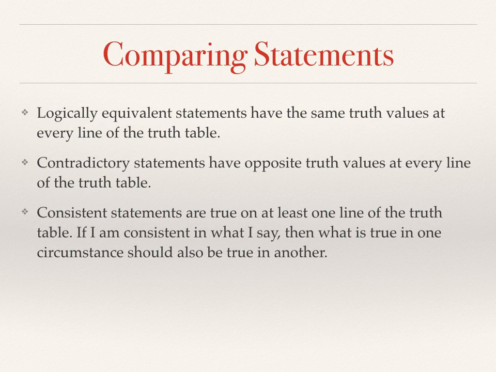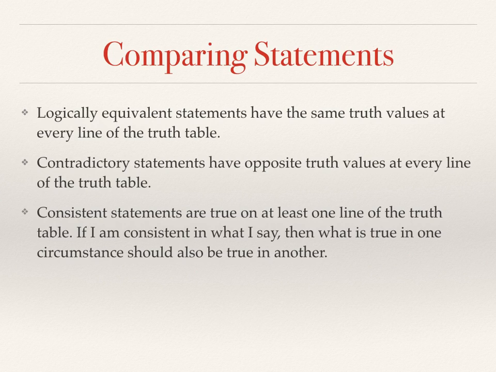Consistent statements are true in at least one line of the truth table. If I am consistent in what I say, then what is true in one circumstance should also be true in another. Okay, so if we think of a politician, in the famous Lincoln-Douglas debates, Stephen Douglas accused Lincoln of being inconsistent, of saying one thing in northern Illinois, in Chicago, and something else in southern Illinois.